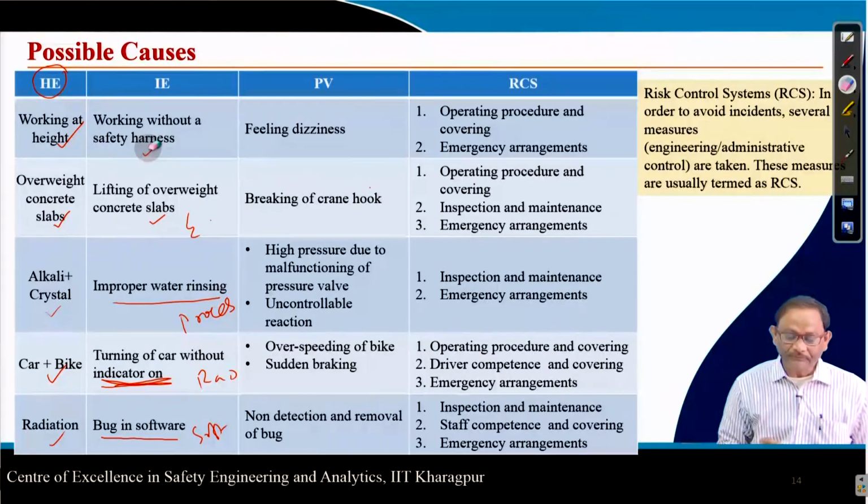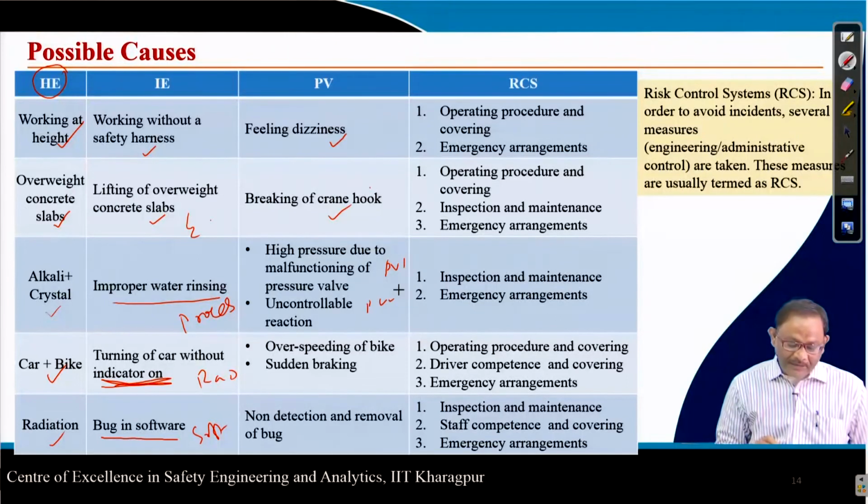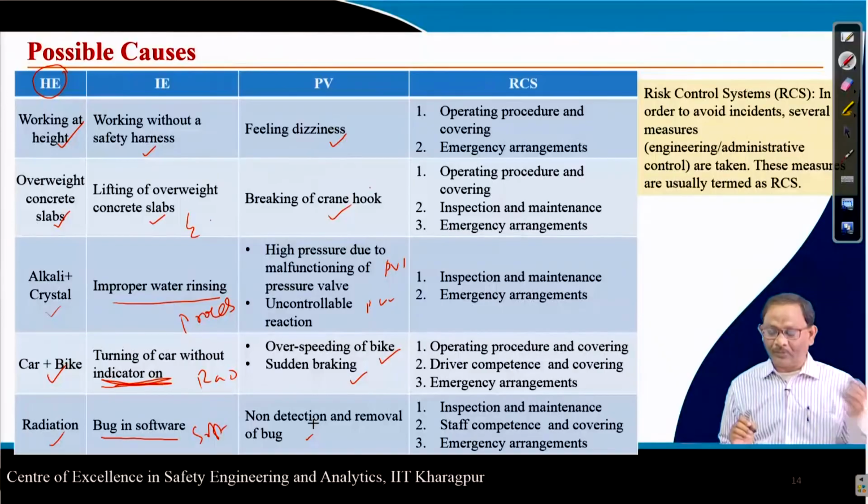Okay. Then what is our pivotal event here? Feeling dizziness, breaking of crane hook. Here are two pivotal events, PB1 and PB2. And then here also two, PB1, PB2. And here, non-detection and non-removal of bug. That is also detection and removal that has not taken place.